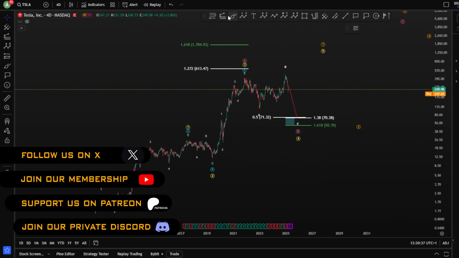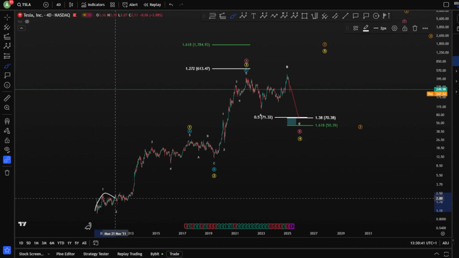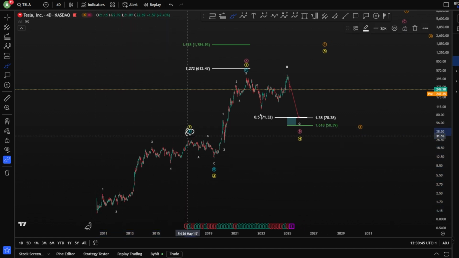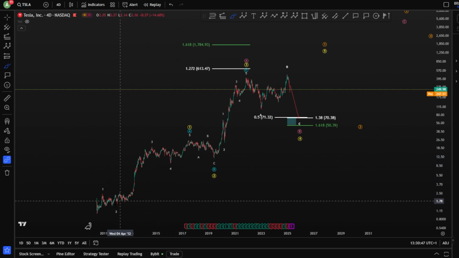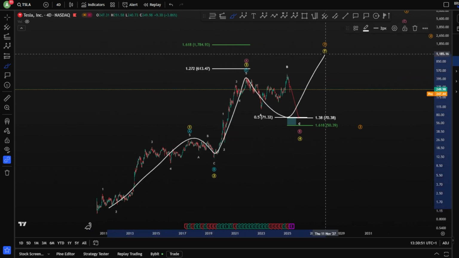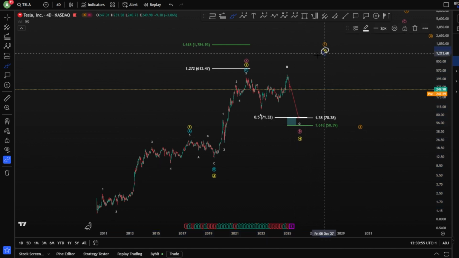Starting on the 4 days chart here, we are looking at Tesla's history over time. We have 1, 2, 3, 4, 5 to finish a wave 1 or a wave A here, in a zigzag, where we are looking for a 1, 2, 3, 4, and a 5 in case we are in an impulse. Of course, we're looking for a wave 4 and then a wave 5.